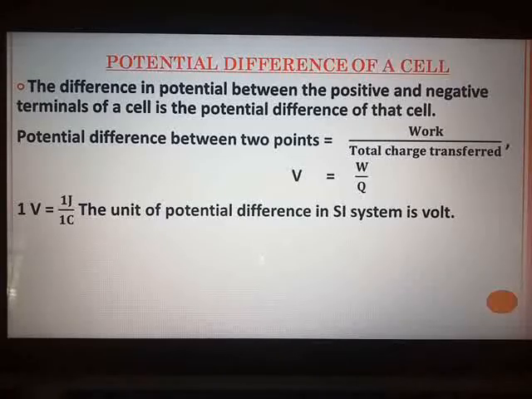Now, this potential difference, as I have told you earlier, is created by the chemical reactions which are occurring inside the cell. And this is the potential difference which sets the negatively charged electrons in motion and results in the flow of electricity through a conducting wire. Flow of electrons is necessary for the production of electricity. Remember this. So, what is the formula for potential difference?